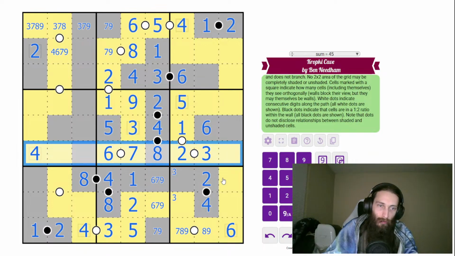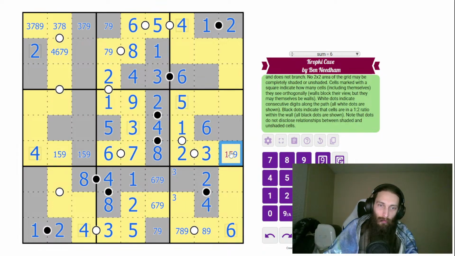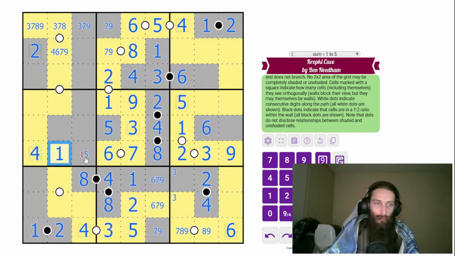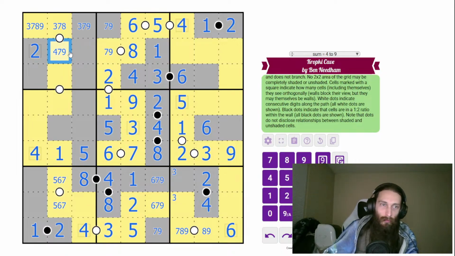Alright, we've got 3 left over here, 1, 5, and 9, and it looks like 1 and 5 are already in this box. And you can't put a 5 next to a 4 without a white dot. Well, and the white dot in box 7 is going to have to be 5, 6, or 7, because 6 is the only even. So that takes out 6 as an option up here.